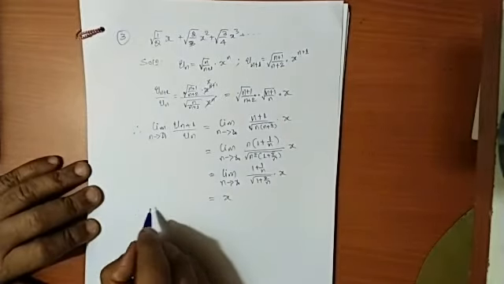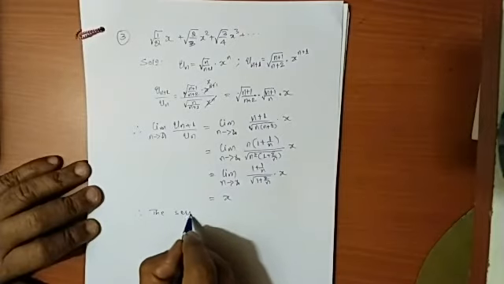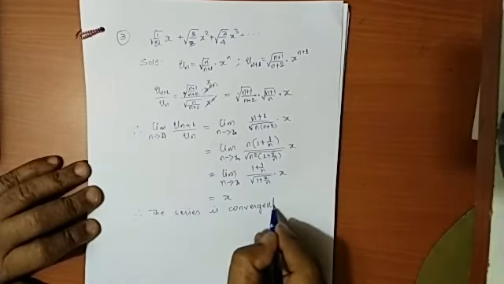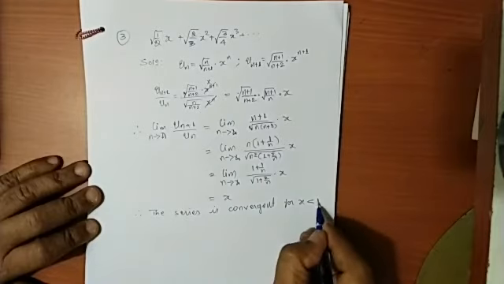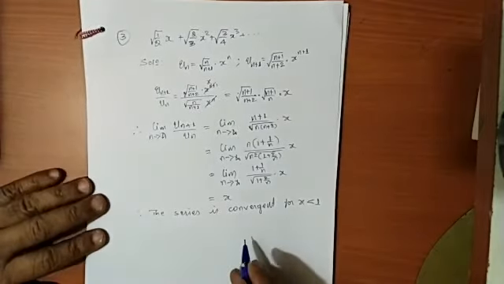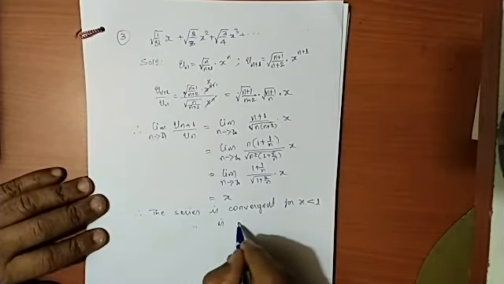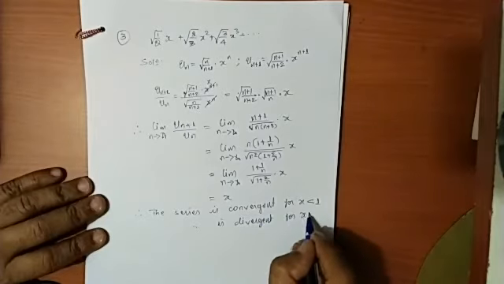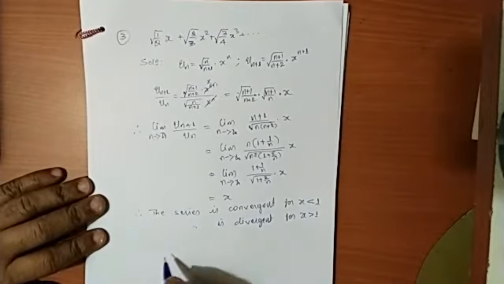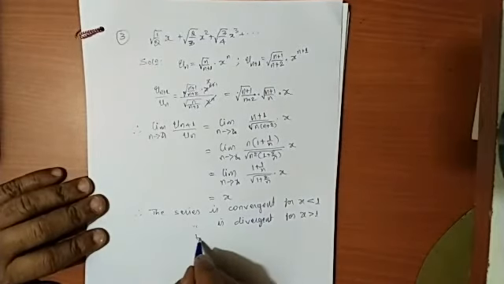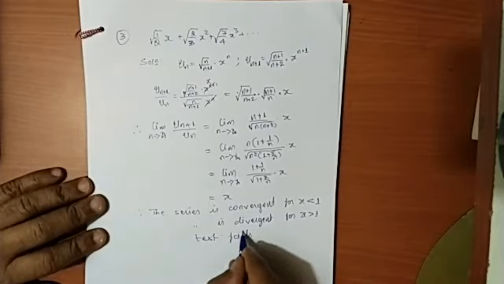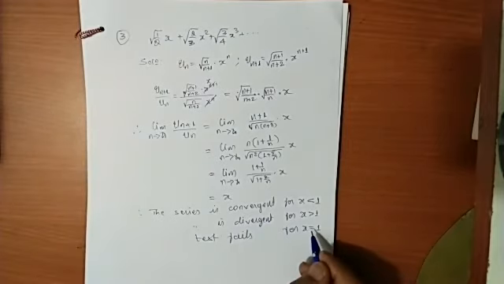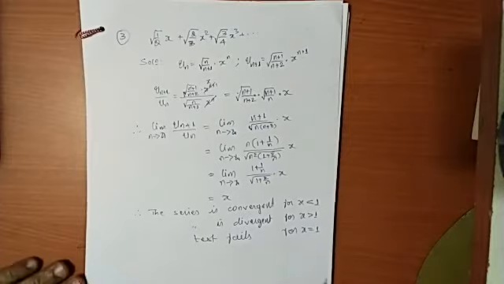the series is convergent for x less than 1. It can be a negative number also. The series is divergent for x greater than 1. The test fails for x equal to 1. Right? So this is the nature of the series.